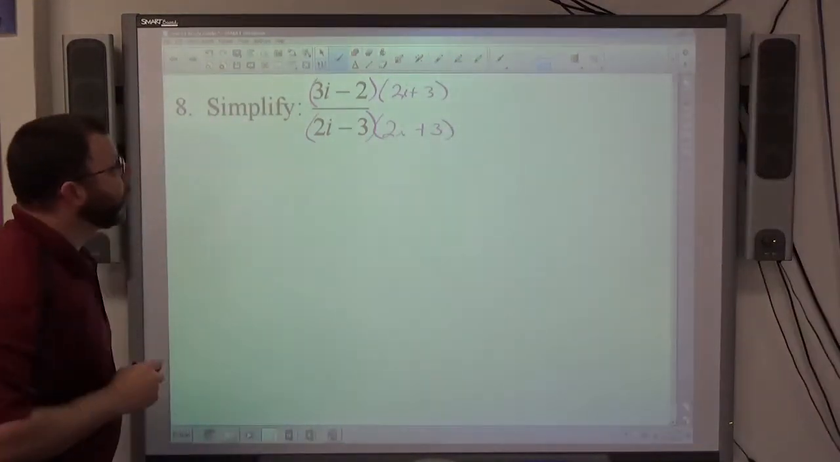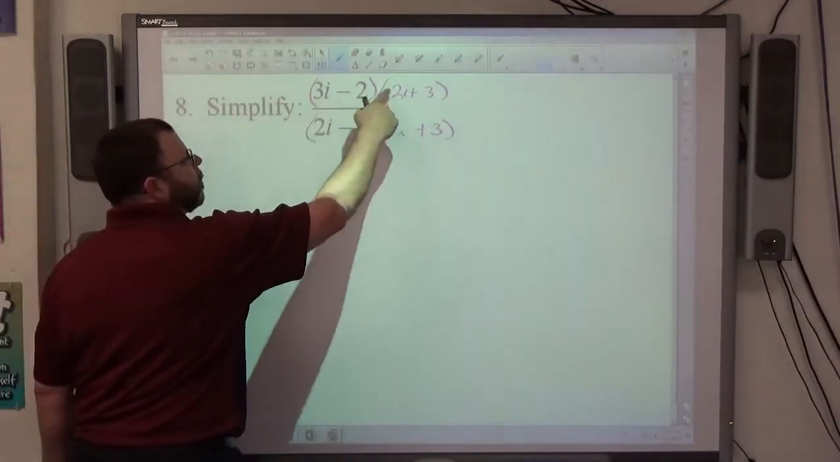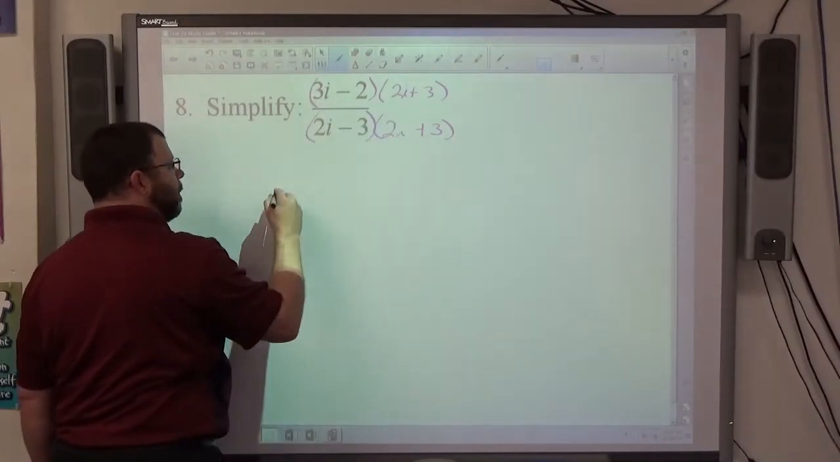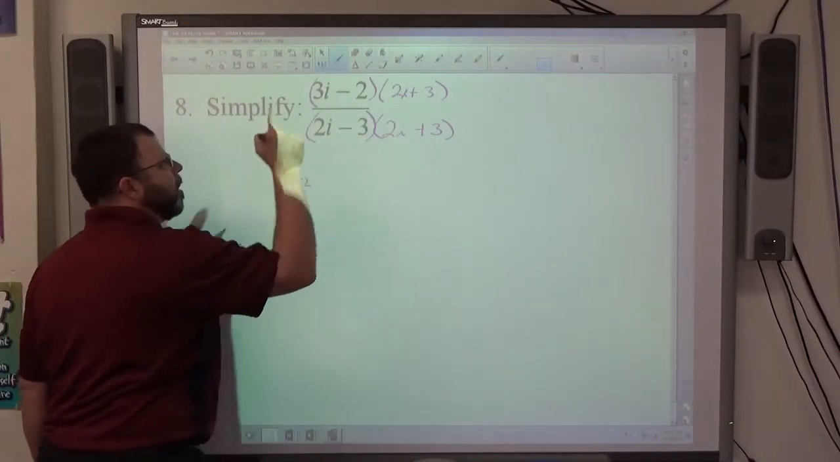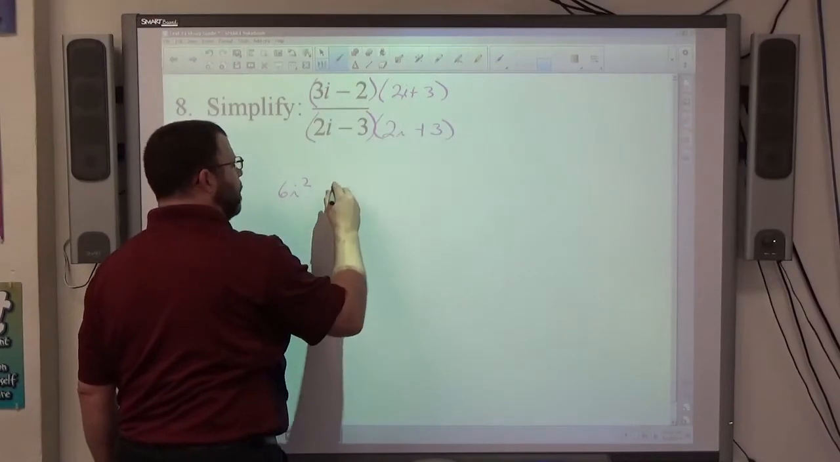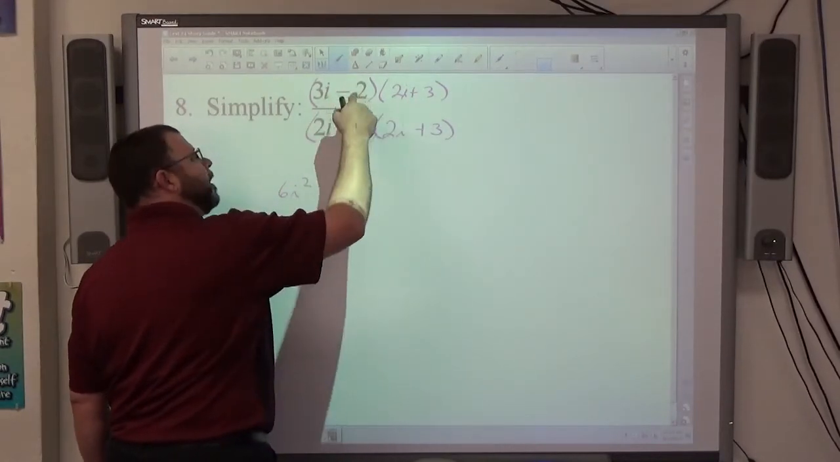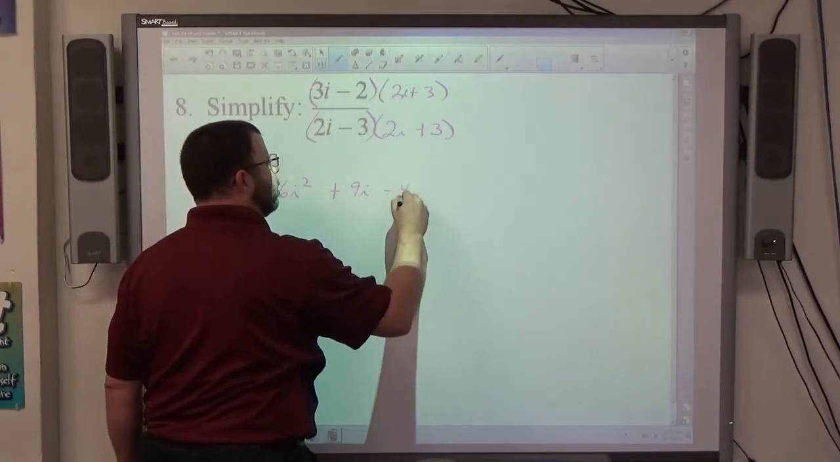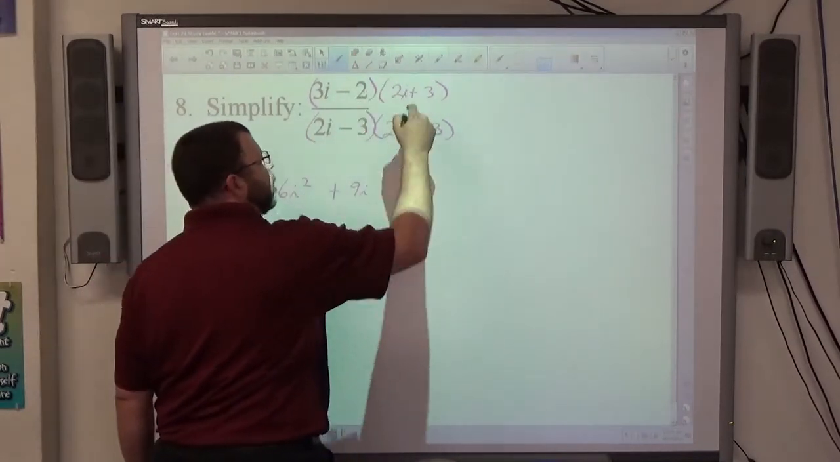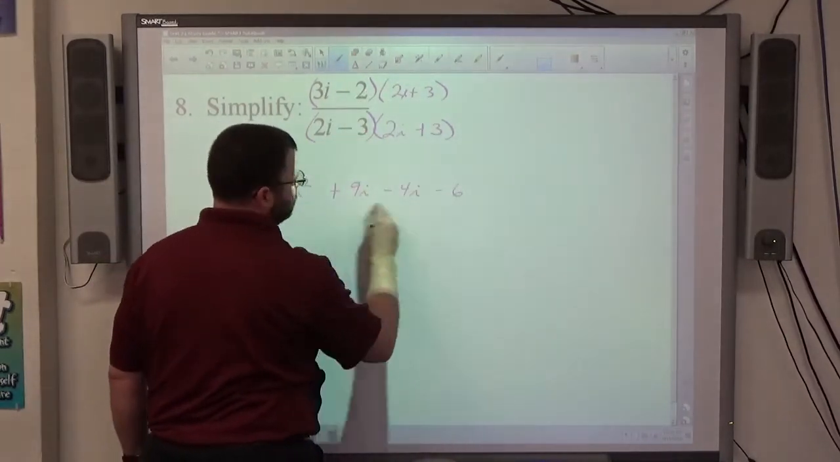On top, I'm going to FOIL. So first times first, positive 3i times positive 2i makes positive 6i squared. Positive 3i times positive 3 makes positive 9i. Negative 2 times positive 2i makes negative 4i. Negative 2 times positive 3 makes negative 6.